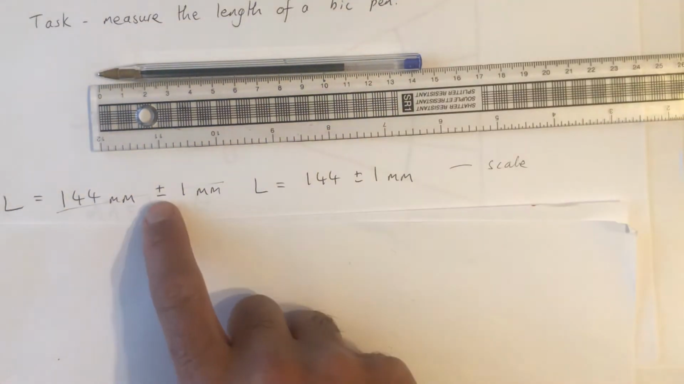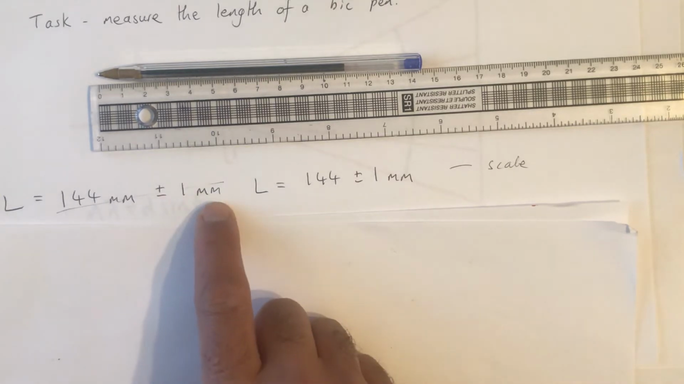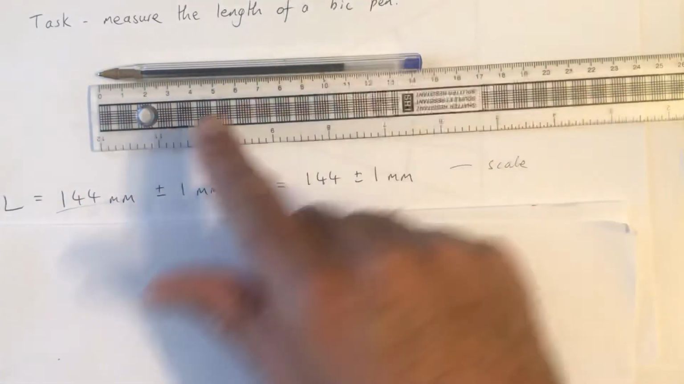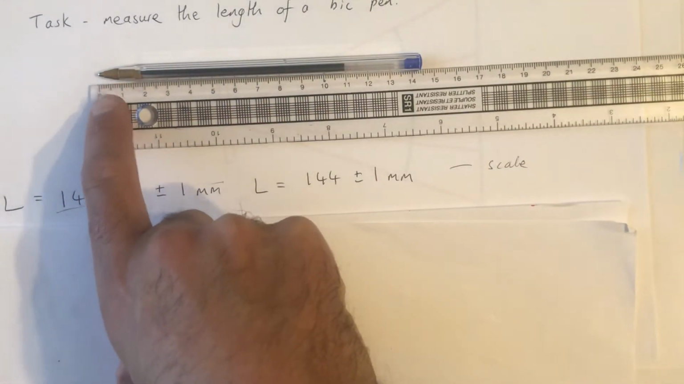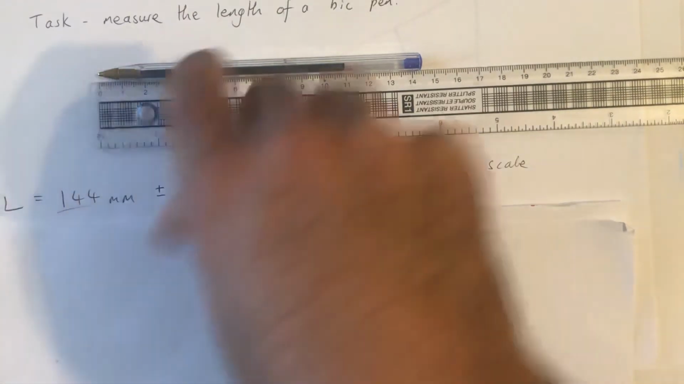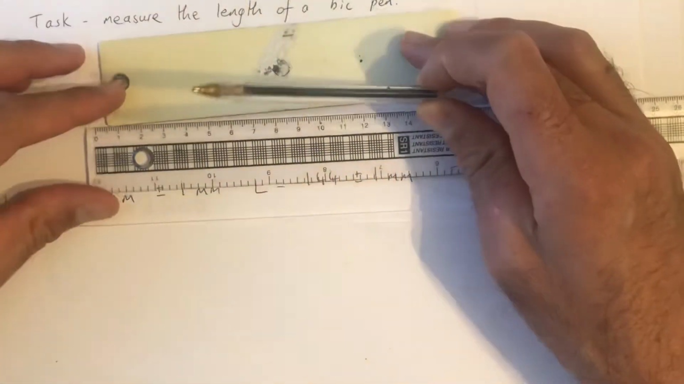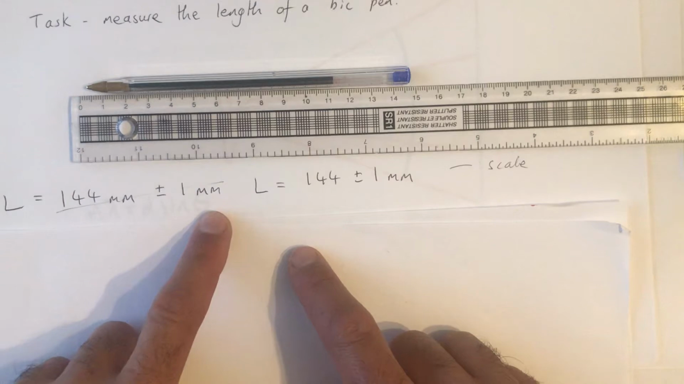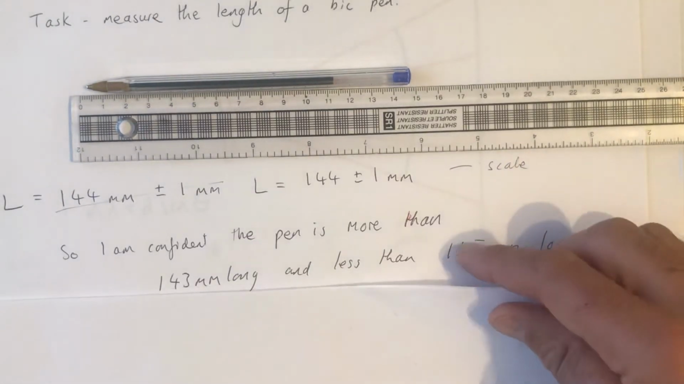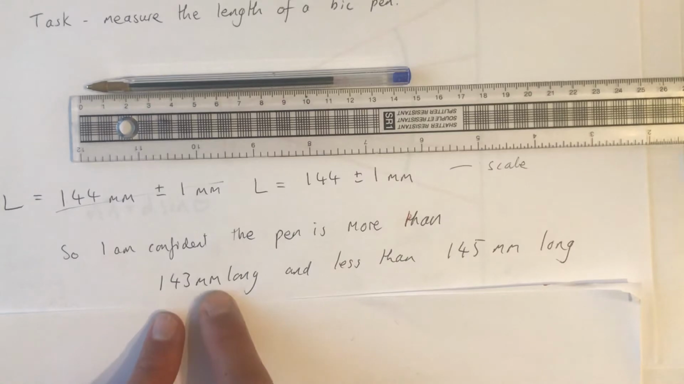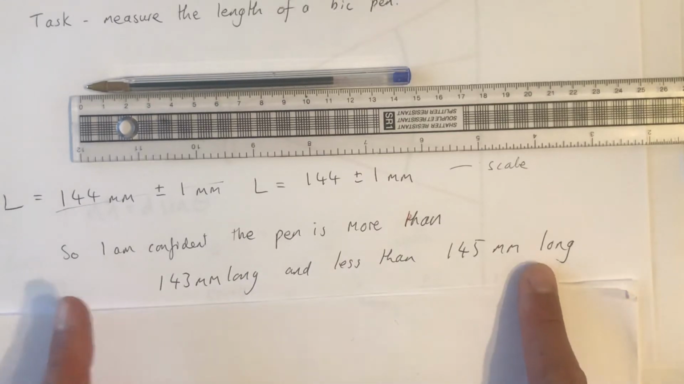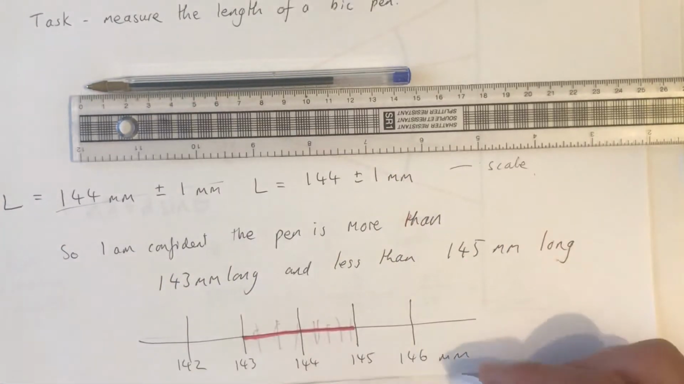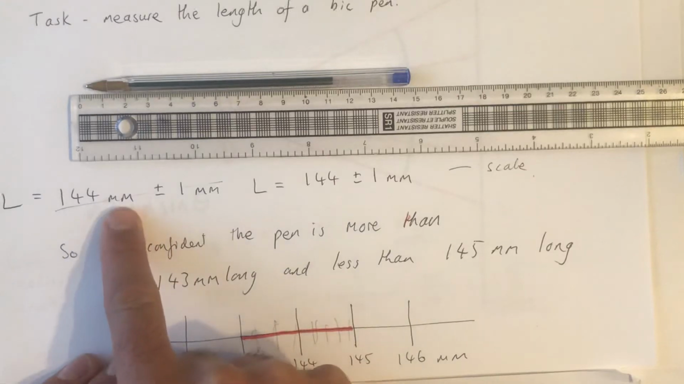So I'm definitely not confident that I'm within less than 1 millimeter. I think plus or minus 1 millimeter is a realistic value of the scale reading uncertainty with this ruler in this particular setup, especially as the pen won't sit nicely against the scale. If I was measuring the length of this other ruler and it would sit nicely against the end of the scale, I'd feel happier. But it's a bit awkward, this Bic pen, and so that's the best I can do, plus or minus 1 millimeter. So I'm confident the pen is more than 143 millimeters long and less than 145 millimeters long. And the true value of the length of this pen lies somewhere within that range. So I express it as 144 millimeters plus or minus 1 millimeter.